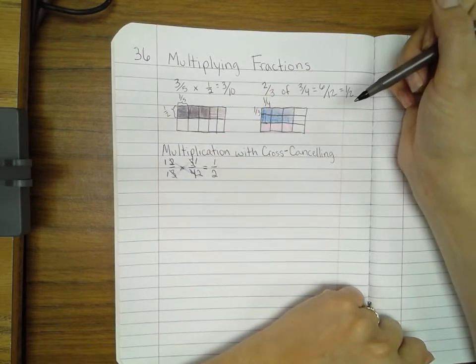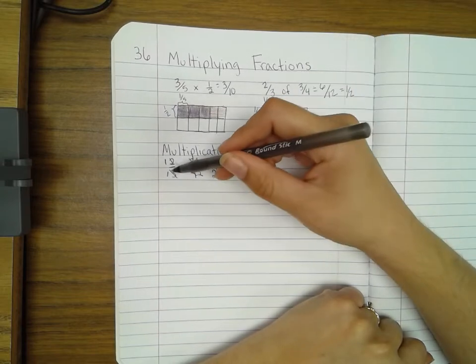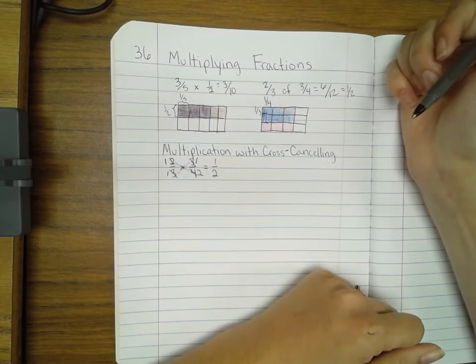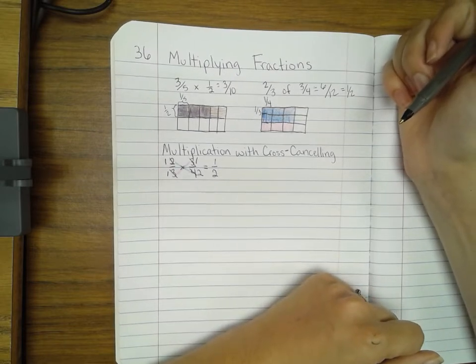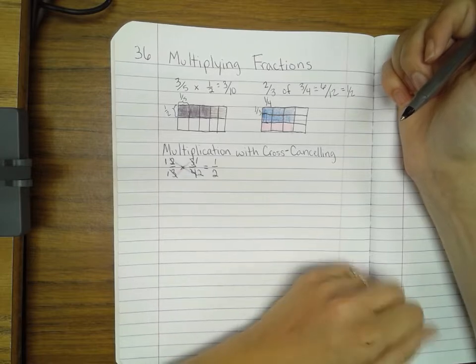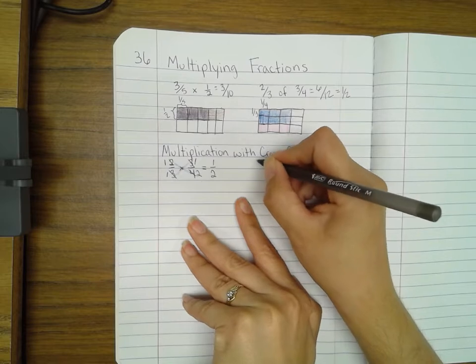Now I know some of you are going in your head, well, I could just do 3 times 2 and get 6, 3 times 4 and get 12, and then I know that 6/12 is 1/2. And yes, you can do that. But this comes in very handy when we're dealing with really large numbers. And so an example of this would be, what if we had two fractions like this?